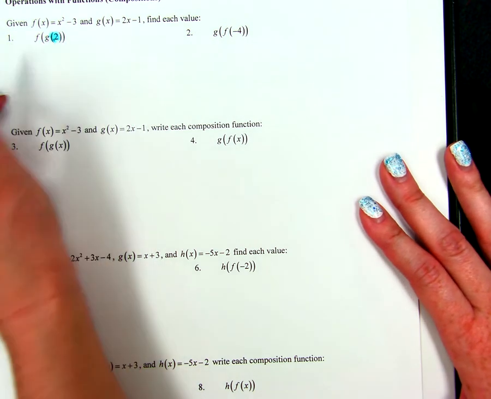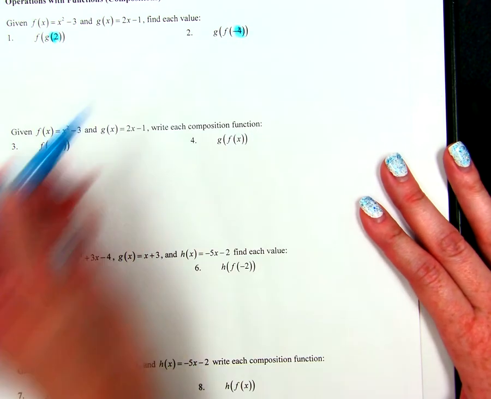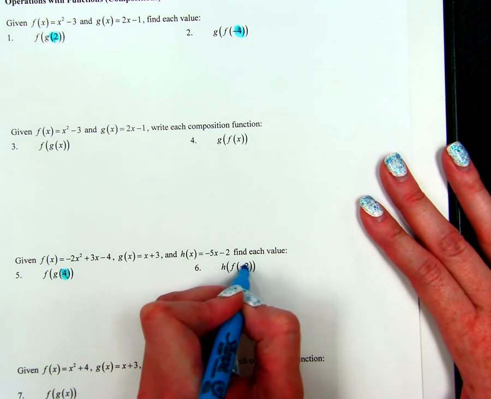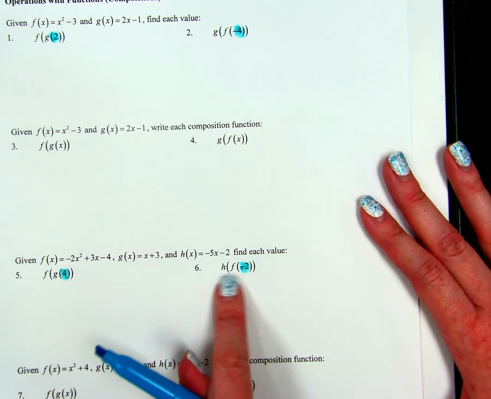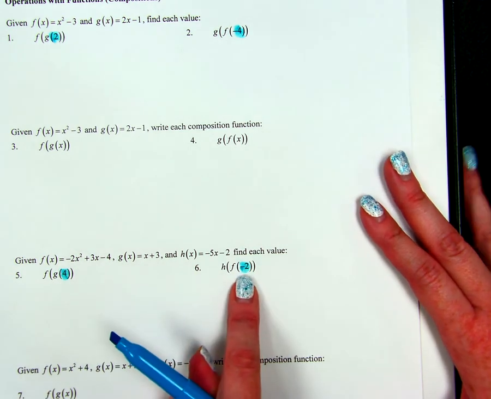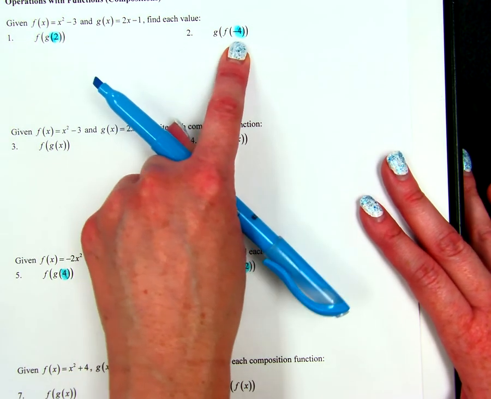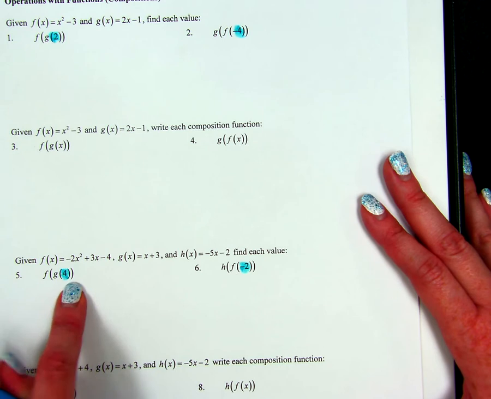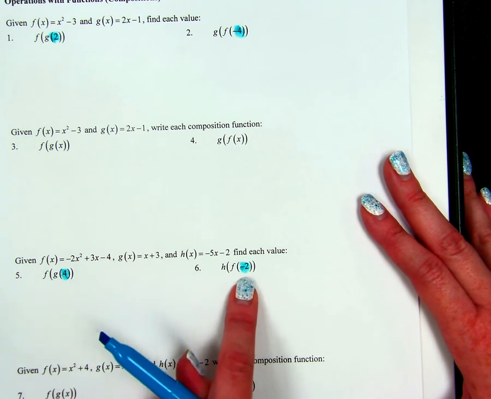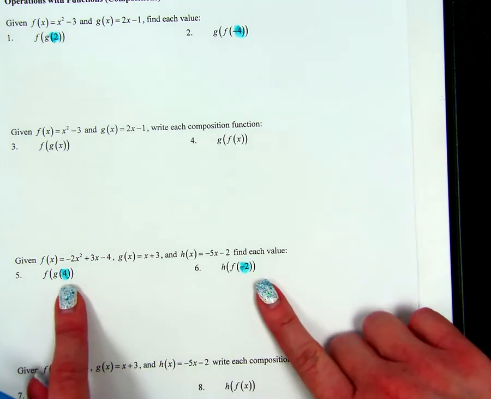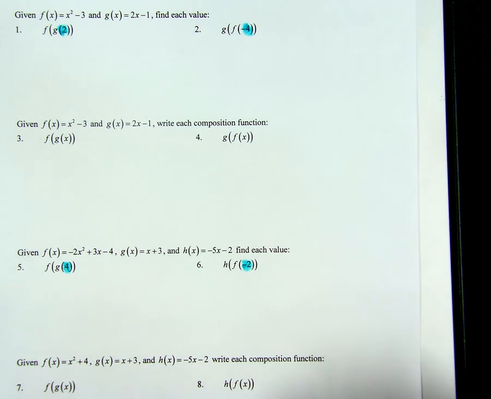In 1, 2, 5, and 6, your notation has a number inside of it. So you have f of g of 2 or g of f of negative 4. 5 is f of g of 4 or h of f of negative 2. These problems are going to be a little bit different, so we're going to start with those first.